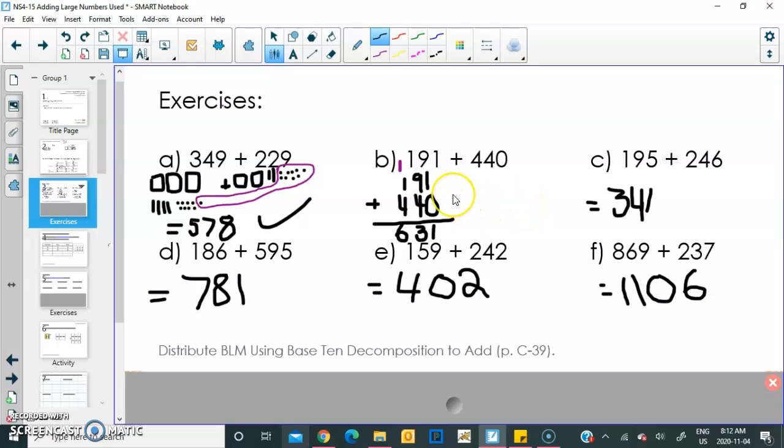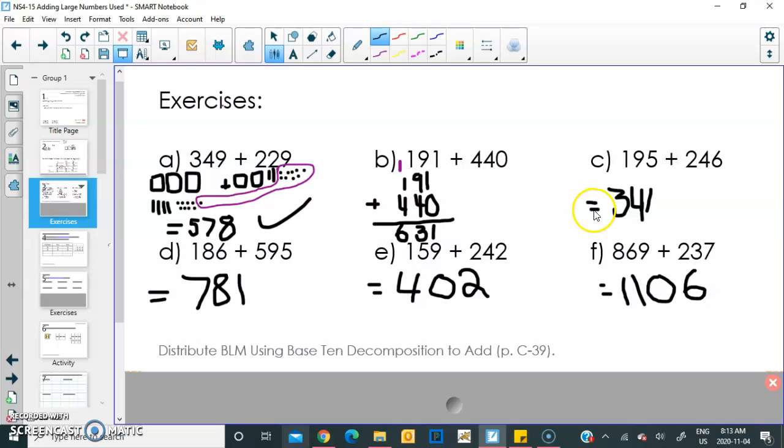Now, for B, I use the standard algorithm. Okay? So 1 plus 0 equals 1. 9 plus 4 equals 13. So remember, we leave the 3 behind and we carry 10 over to the 100. Excuse me. So that's what that purple mark is. That is resembling 1. So now we have 100 plus 100 plus 400s equals 600s. So our total is 631.